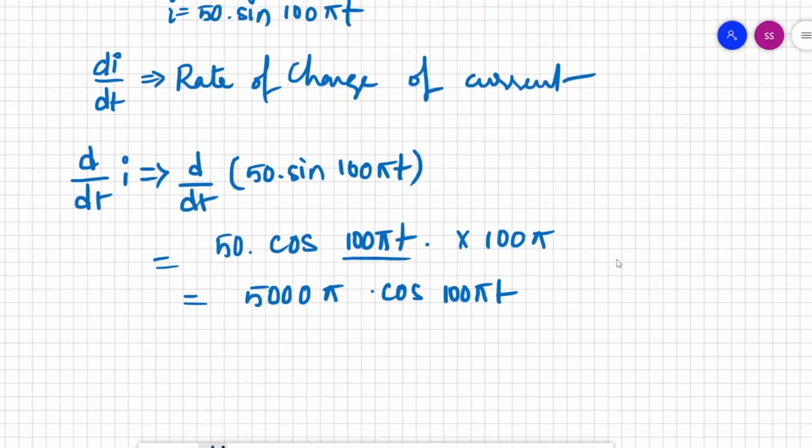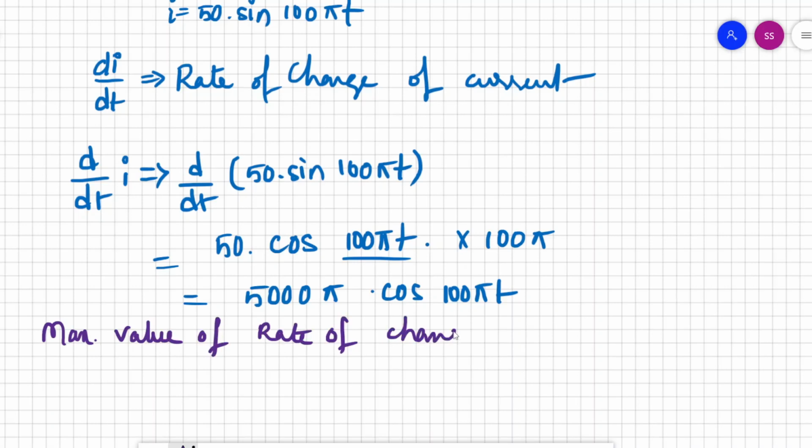We need to find the maximum value of rate of change of current. So how can you find the maximum value of rate of change of current? This is di by dt, right? So we need to find the maximum value of this.